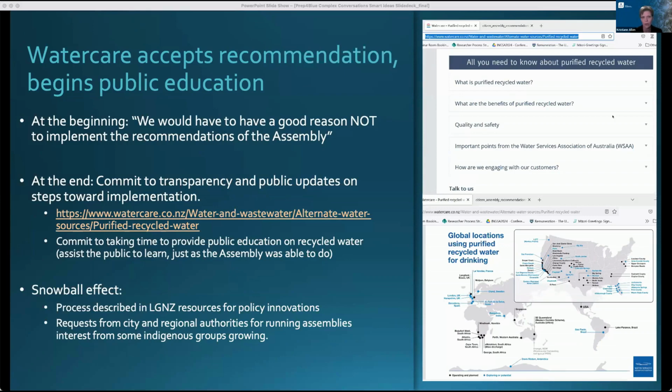Subsequently, too, we've had requests from city councils and regional councils, as well as other authorities, to run processes on different questions. We've just completed one around the future of transportation in Auckland and how to try to reduce vehicle kilometers traveled, and how public transit might have to be adapted as well.